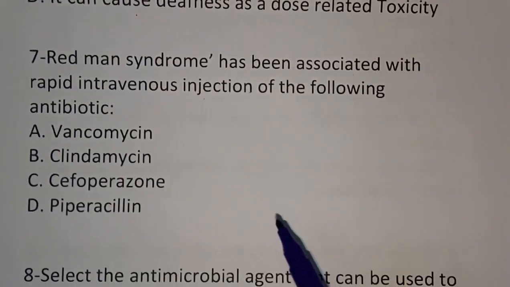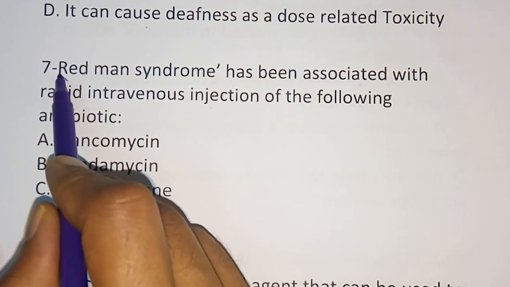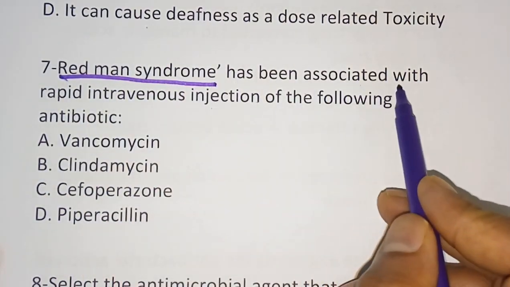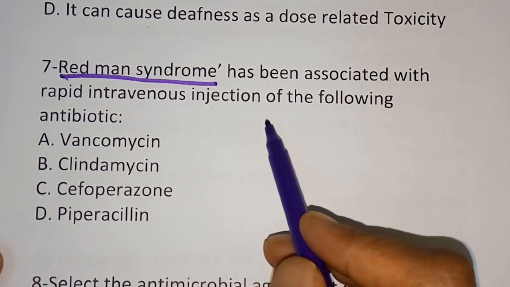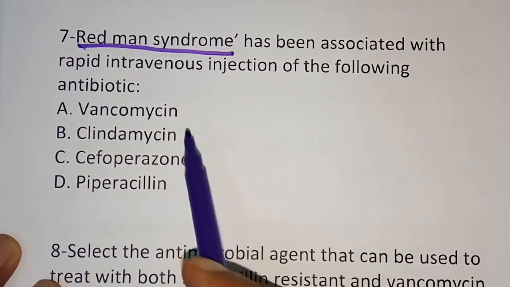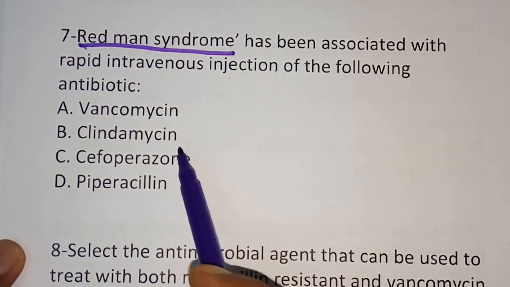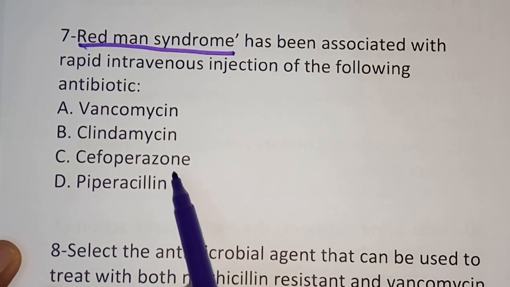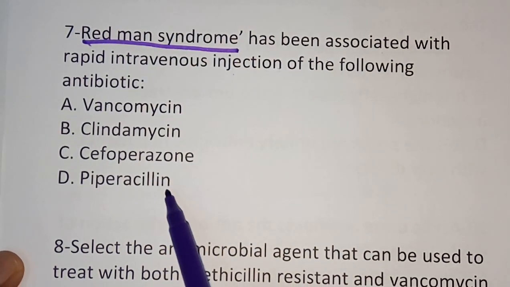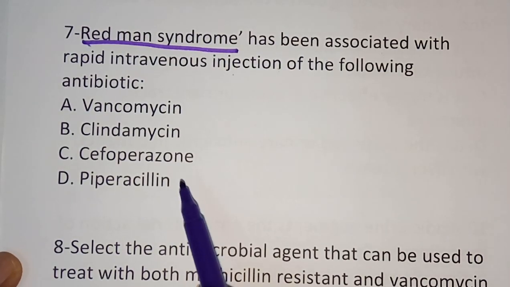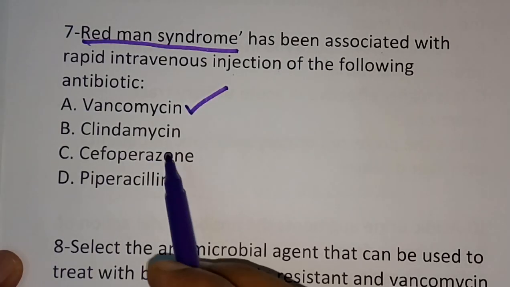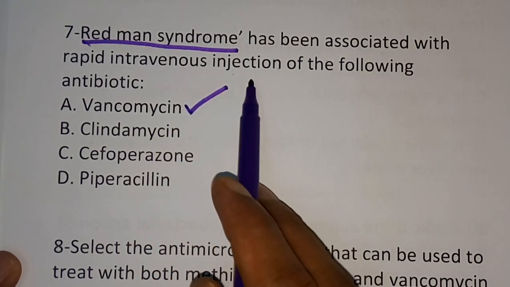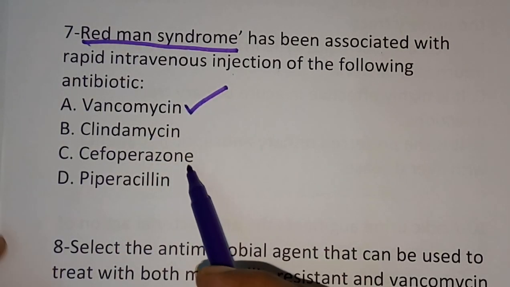Now the 7th question. Red man syndrome has been associated with rapid IV injection of which antibiotic. Options are A vancomycin, option B clindamycin, option C sulfinpyrazone, option D piperacillin. The correct answer for this question is vancomycin. Red man syndrome is caused by the rapid IV injection of vancomycin.